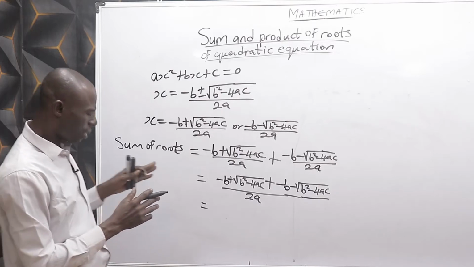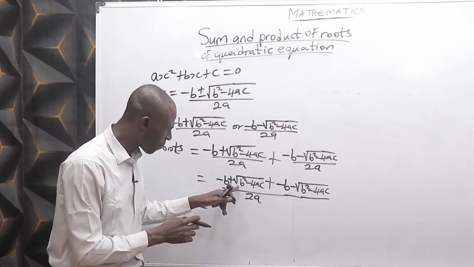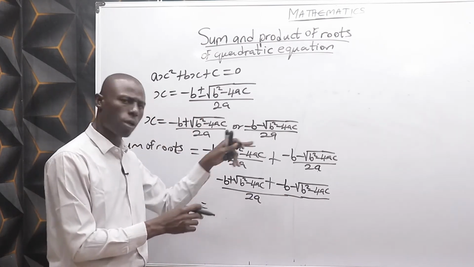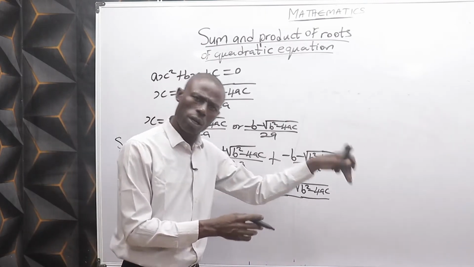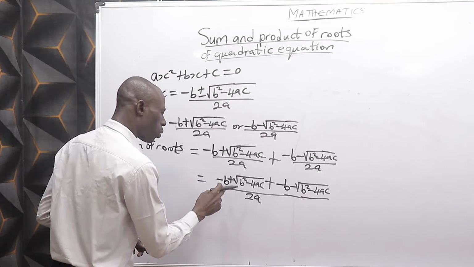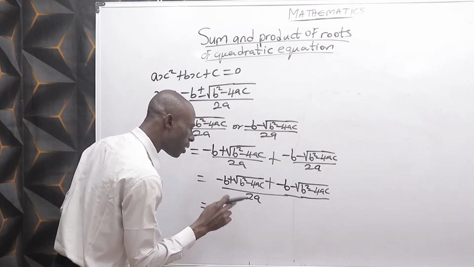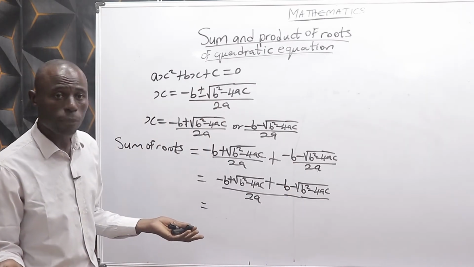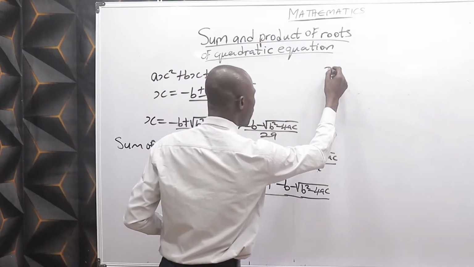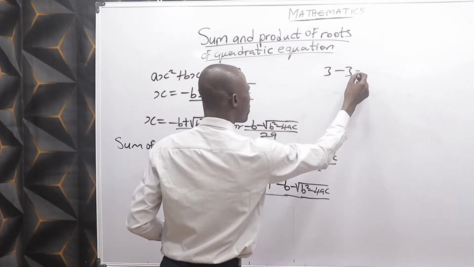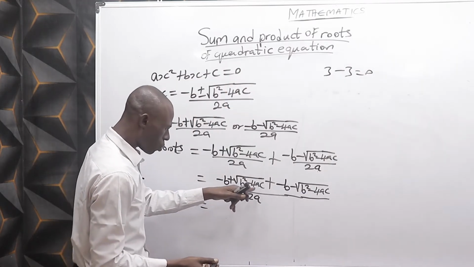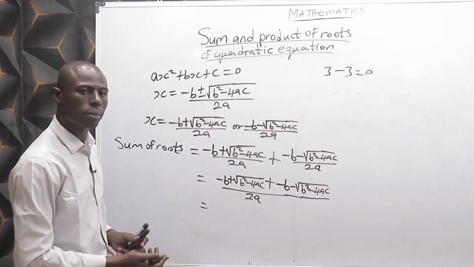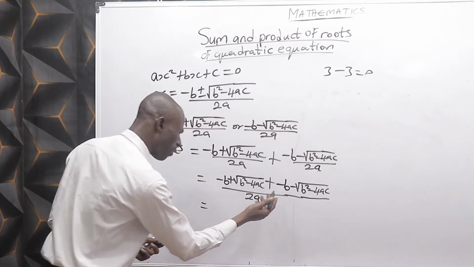Looking critically at this, you see that everything inside the root here and everything inside the root here is the same. Here is positive root, here is negative root of the same thing. You can now see that plus root b squared minus 4ac and minus root b squared minus 4ac negate each other to give 0. So this cancels, just like 3 minus 3. The answer will be 0. The same thing: plus root whatever, minus root the same thing. So you get 0. So what do we have left at the numerator?